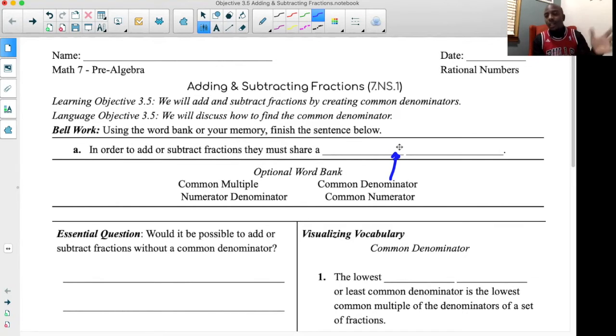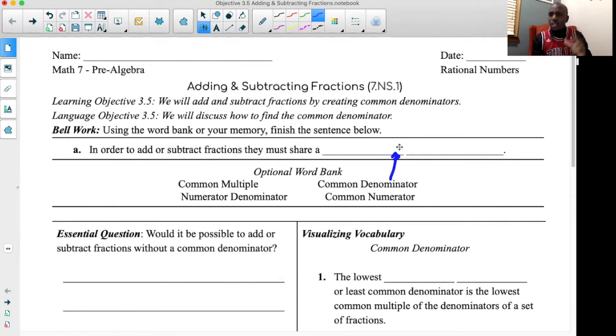Unlike when we did multiplication and division of fractions. When we multiply fractions, we just multiply numerator times numerator, denominator times denominator, and we get our answer. When we divided fractions, we did keep, change, flip. We kept the first fraction, changed it from division to multiplication, and then we flipped the second fraction.